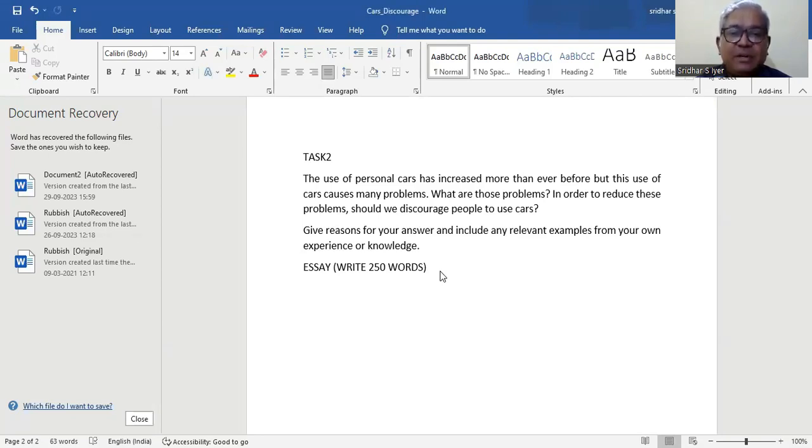Let's see what do we have here. The use of personal cars, private vehicle, increased, upsurged, more than ever before, exponentially, and causes problems, devastation. To reduce the problem, curtail, discourage the people, ask them to reduce their carbon footprint. That's it. We can get started.